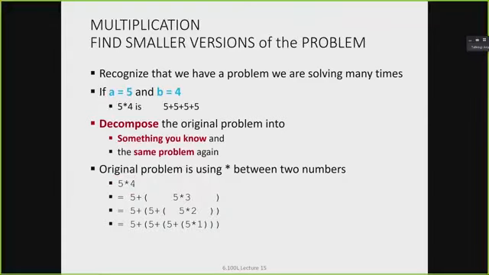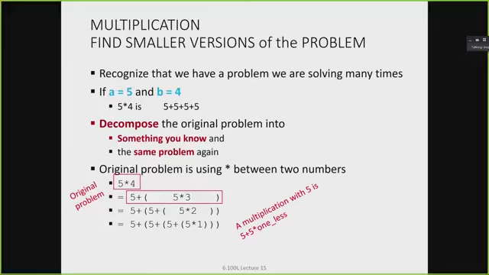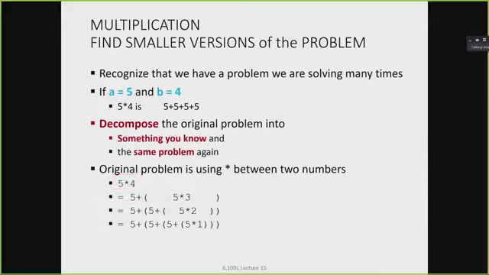Just to bring the point home, let's use parentheses to illustrate which pieces I'm replacing where. I've got my original problem, applying the star operator, the multiplication, on 5 and 4. I extract the 5 out, and I recognize that I can have 5 plus solving 5 star 3. I need to have some trust here, right? I don't know what 5 star 3 is, but if I decompose that problem in the exact same way, I can extract the 5 out of that, right?